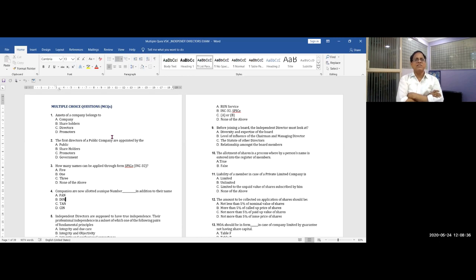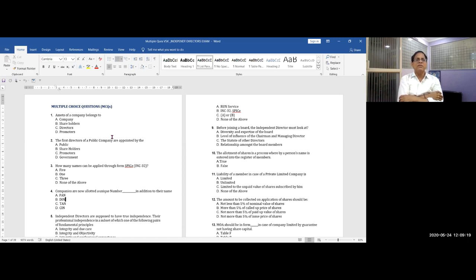The government and the public have no role in the public company. It is only the shareholders who are created by the company when it issues shares. The promoters also will be allotted some shares for the work done by them. Once the share capital and shareholders come into existence, then the way in which the company has to be run will start. It's a democratic function, you all know. So the answer for question two is that the first directors of a public company are appointed by the promoters.